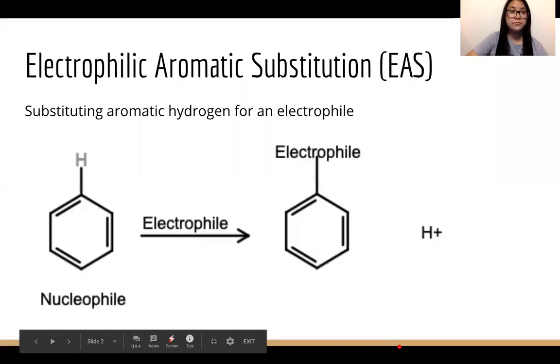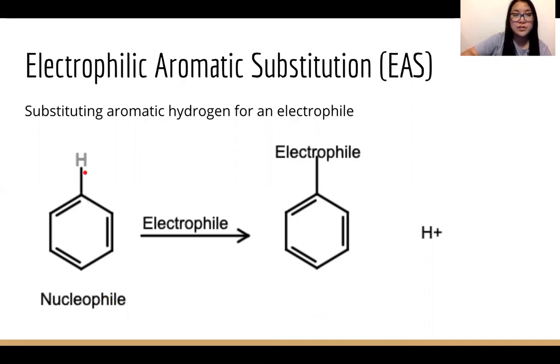So, what is electrophilic aromatic substitution? Basically, you have an aromatic ring that's acting as a nucleophile, and on that aromatic ring, you're going to have an aromatic hydrogen. So what happens is this is going to react with an electrophile, and the aromatic hydrogen gets switched out. It gets substituted out with an electrophile.